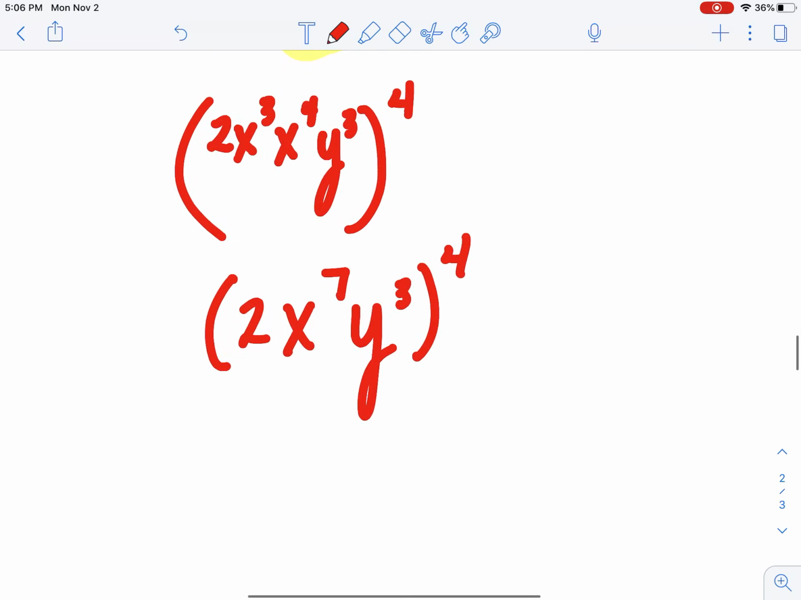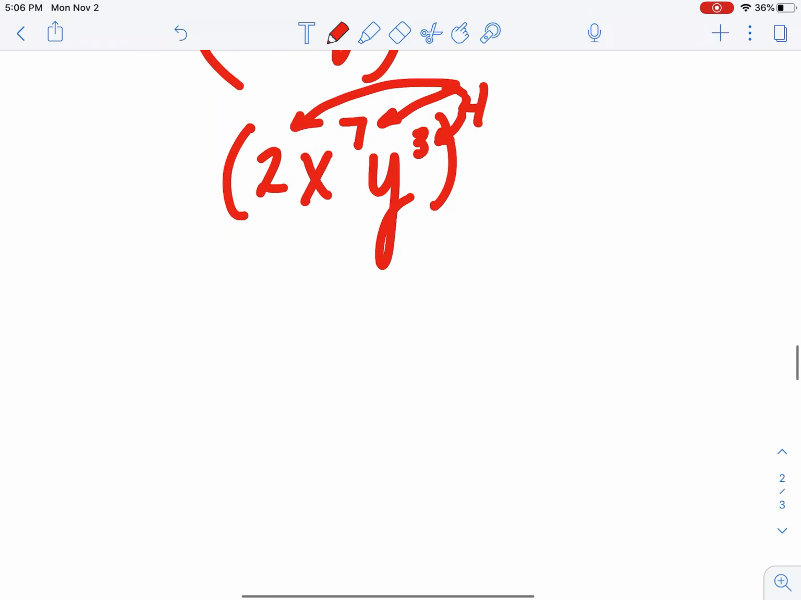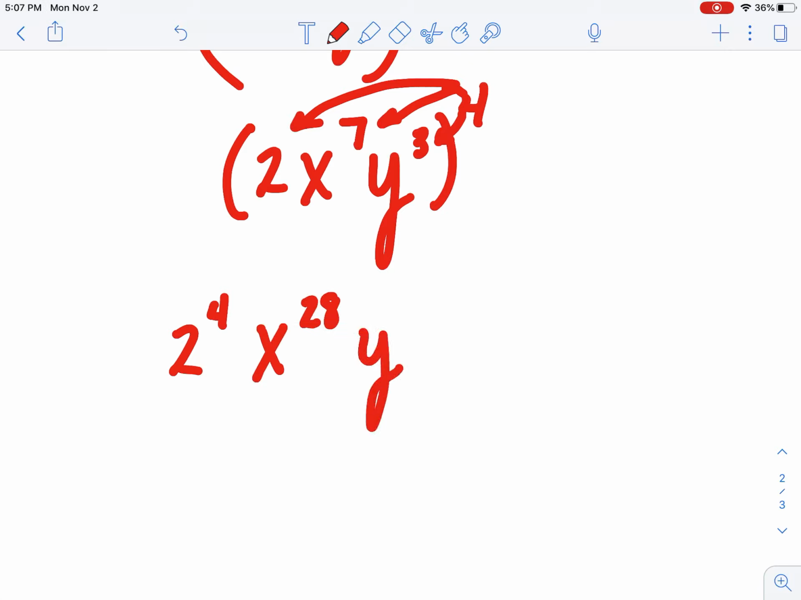And now we'll finally distribute. So we'll distribute that 4 to the 2, to the x to the 7th, and to the y to the 3rd. So we would have 2 to the 4th power, x to the 7 times 4, or the 28th power, and y to the 3 times 4, or the 12th power.